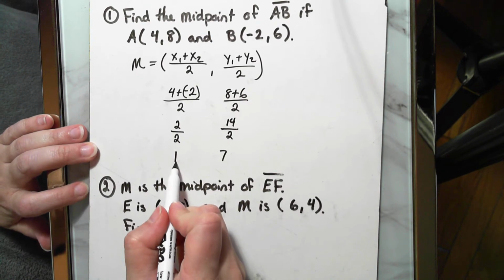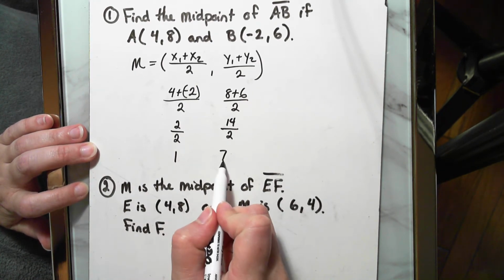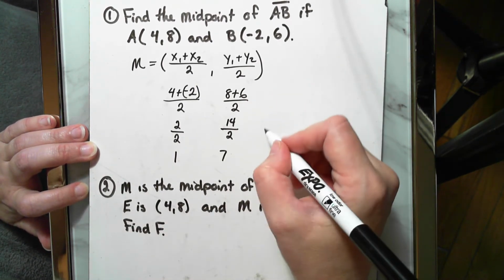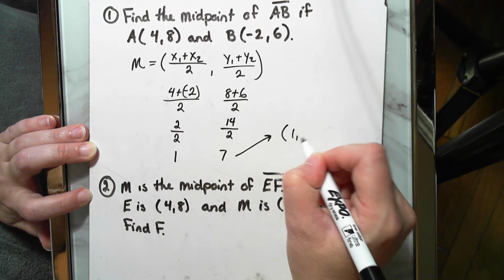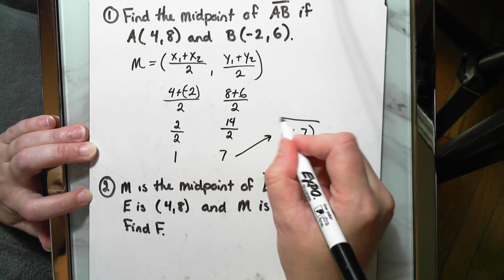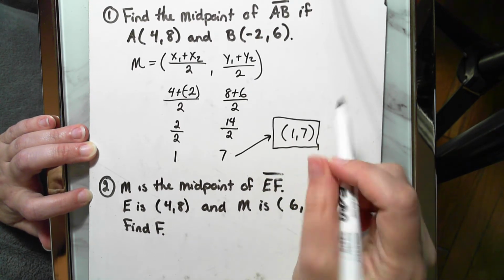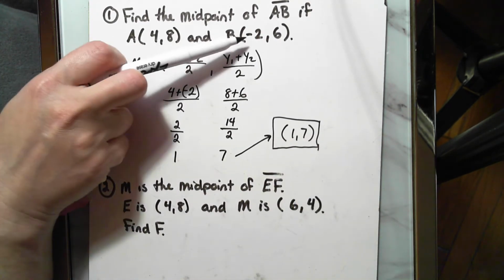So my x value is 1 and my y value is 7. So my final answer needs to be written as an ordered pair, and that pair is 1, 7. And that is the midpoint of the segment that connects these 2 points.